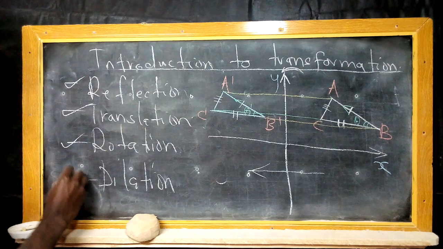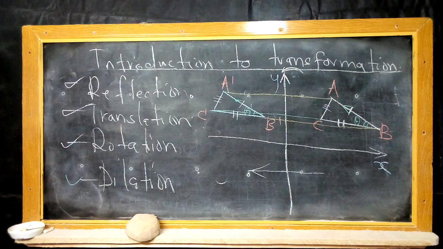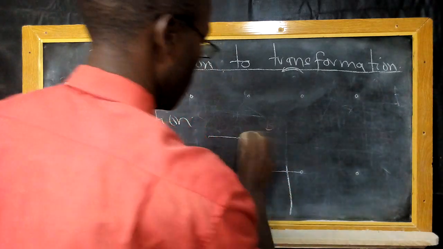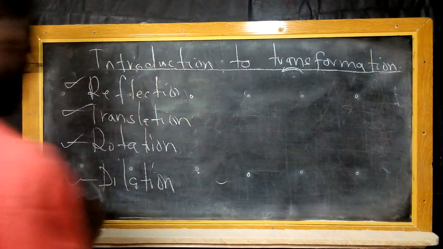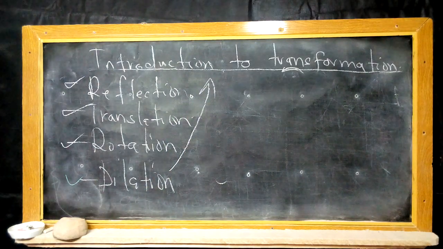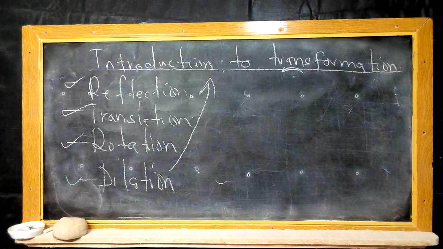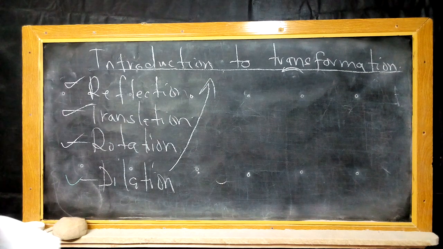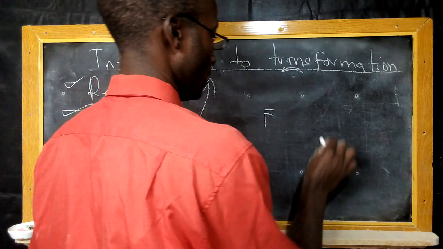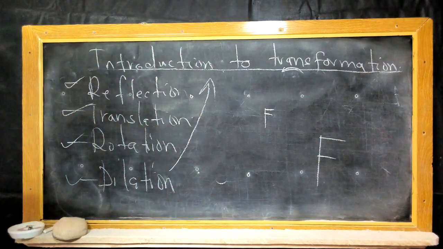So let's go to the last one, which is concerning dilation, which is the fourth kind of geometrical transformation that we had mentioned. So for the last one, which is dilation, now to demonstrate it using a figure just like the others, I just use still our F. And just put another F there.